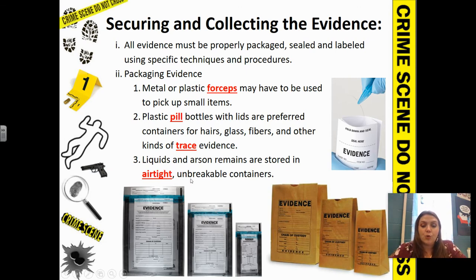Liquids and arson remains are stored in airtight, unbreakable containers. So anytime liquids or arson remains, so arson is burning something down. So arson remains meaning like what did they use to burn it? So if you have gasoline on the scene and you think it was used to start this fire, that's going to be part of our evidence that we need to collect. But gasoline is a very volatile liquid. What volatile means is it's very quick to evaporate. And that means I'm going to lose my evidence because it's going to evaporate. So same thing with any kind of liquid, liquids evaporate. So I don't want to lose my evidence. So they need to be kept in airtight, unbreakable containers so that they don't evaporate. That'd be the point, is they need to be in very tightly sealed containers.